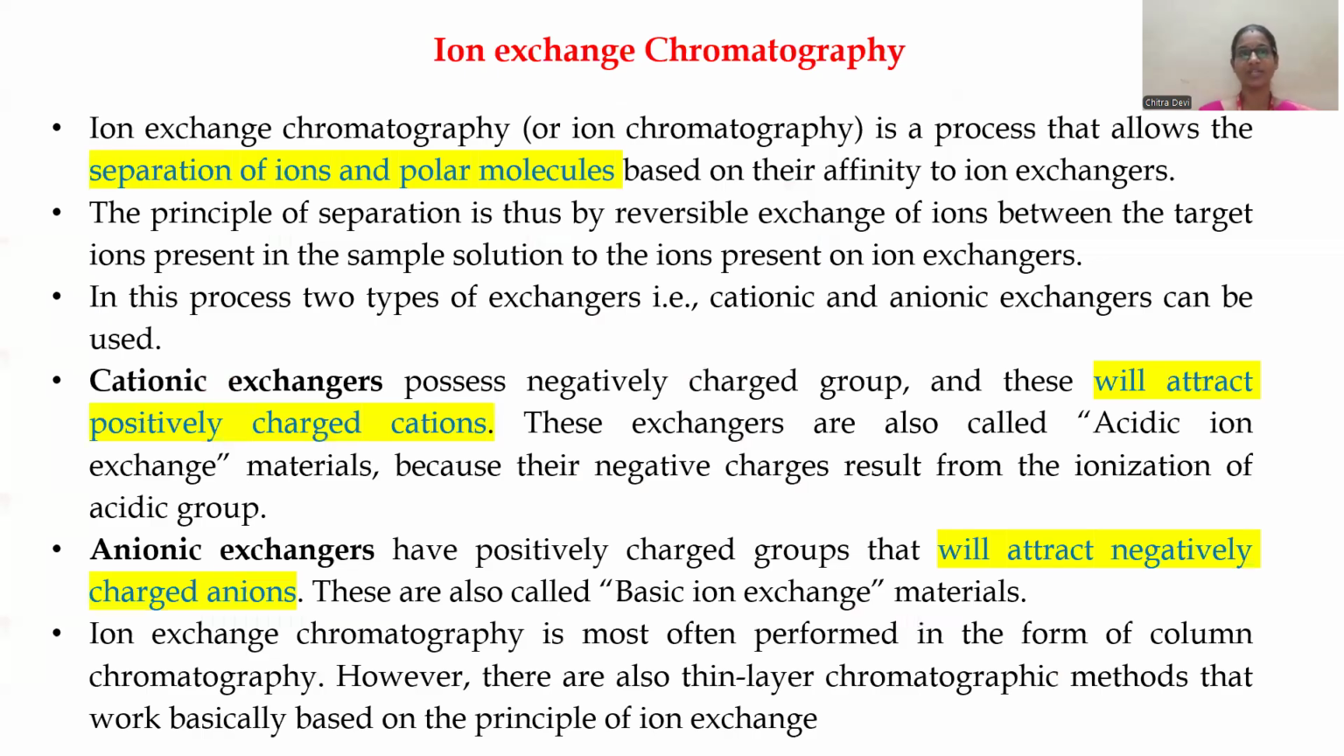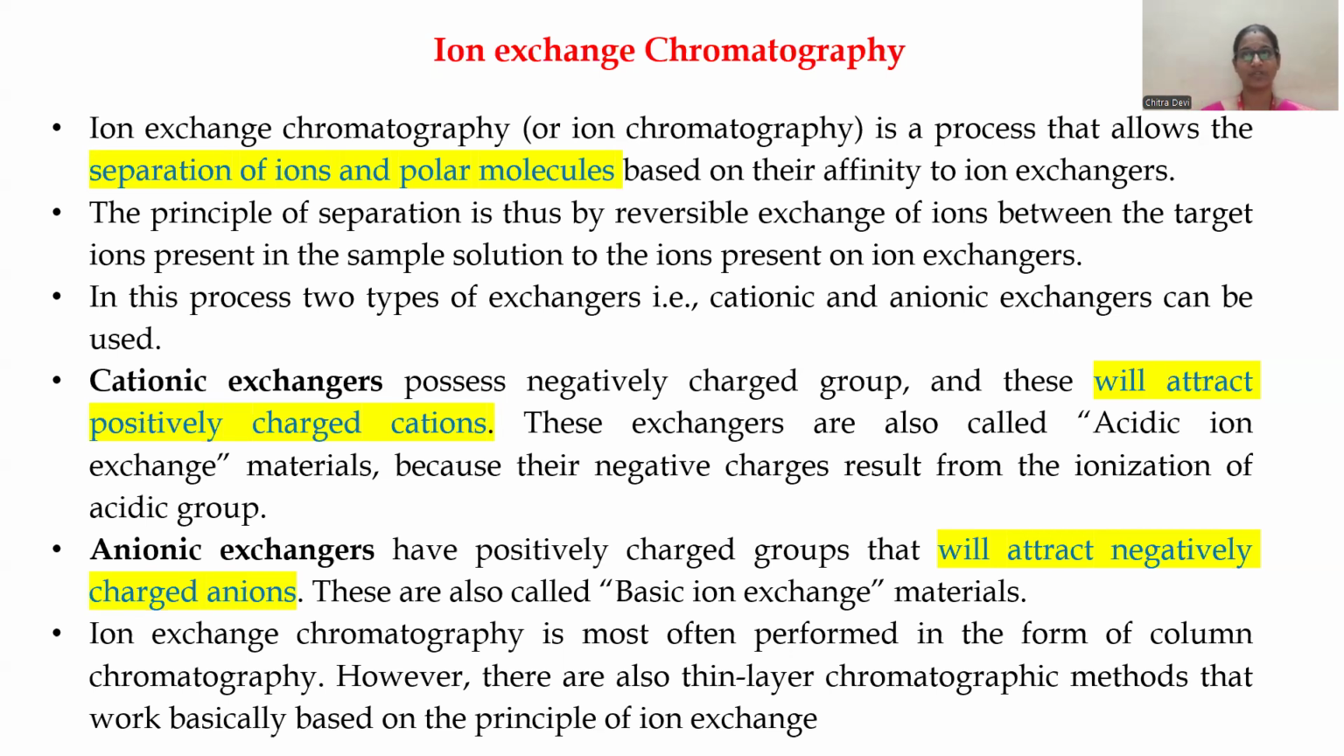So the first one is the process. Here, the separation of ions or polar compounds will be based on the affinity of the compound for the ion exchanger. So the major interaction will be between the ion exchanger and the sample of interest. The separation will be mostly a reversible exchange of ions between the target compounds and the ions present in the ion exchanger resin.